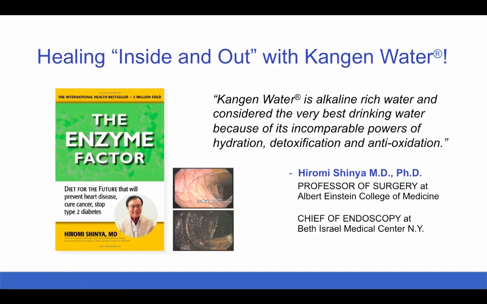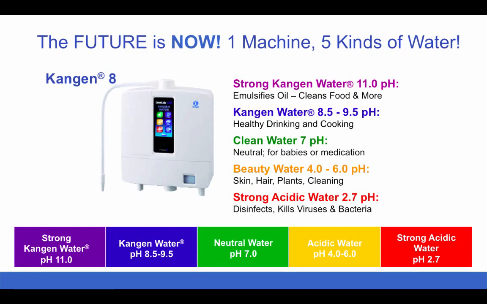It says, Kangen water is alkaline rich and considered the very best drinking water because of its incomparable powers of hydration, detoxification, and antioxidation. So Dr. Hiromi Shinya, there you have his titles and powerful, powerful book. So far we've given the audience quite some material to support our presentation. I think it should be enough for them to think, okay, this guy or this gal knows what she's talking about. And then we get into the machine.